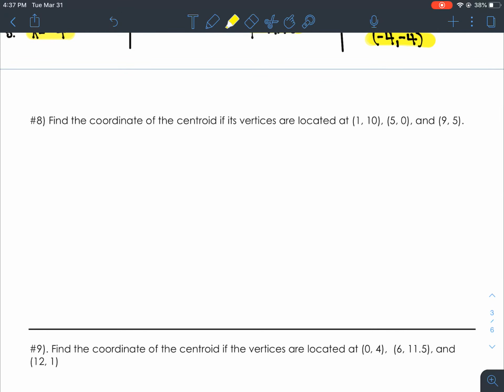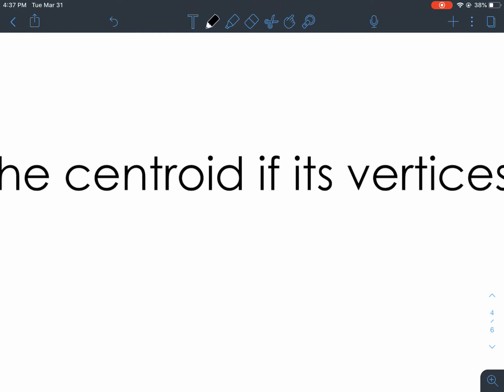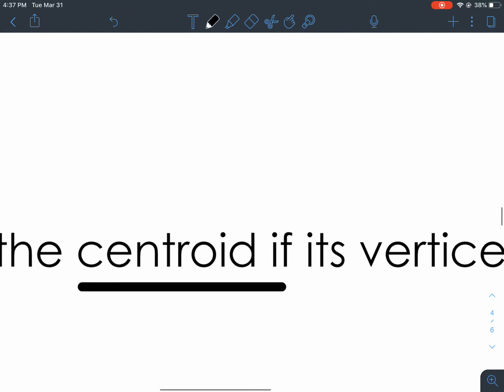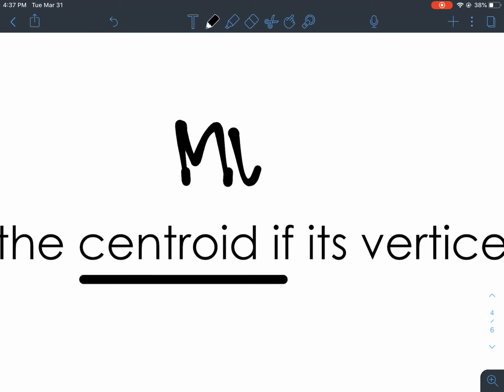Okay. So our last type of question is very similar to what we did before, all right? But this time we're finding the coordinate of the centroid, okay? So the coordinate of the centroid is going to, well, let's do a quick recap of what a centroid is. All right, so what a centroid is, it's the point of intersection of the medians.